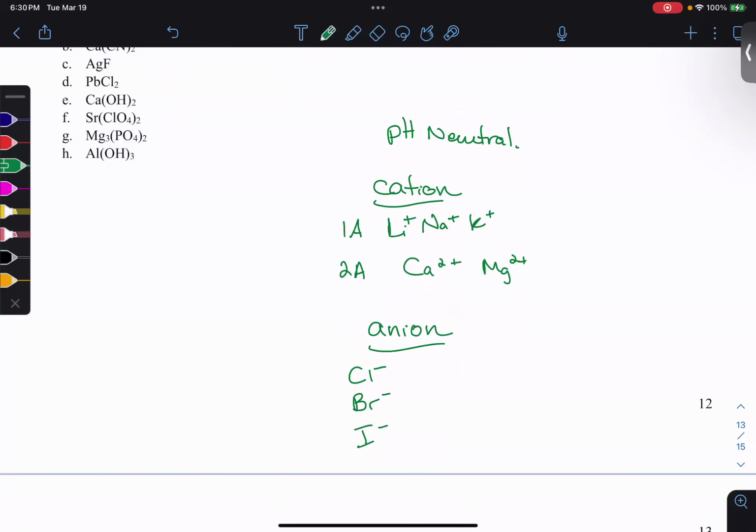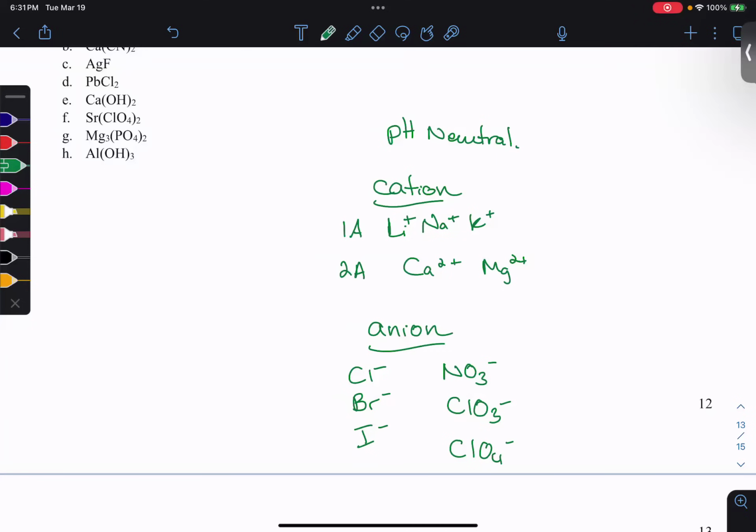Those 3 anions are pH neutral because HCl, HBr, HI are what? Strong acids. So what's another strong acid? HNO3. So that means nitrate is what? pH neutral, because nitric acid is a strong acid. The other ones, ClO3 minus and ClO4 minus, all of those are pH neutral. So remember, how many strong acids are there? 7, but I only have 6 on this list.